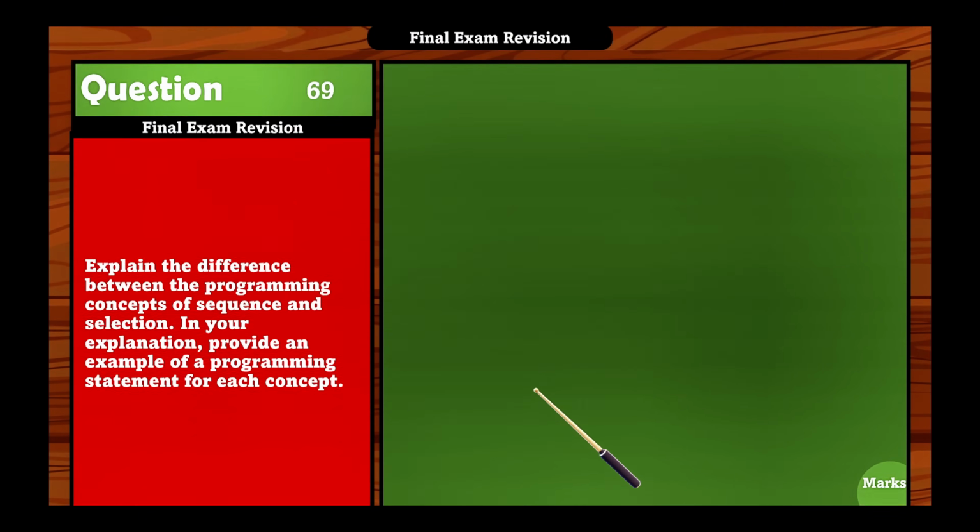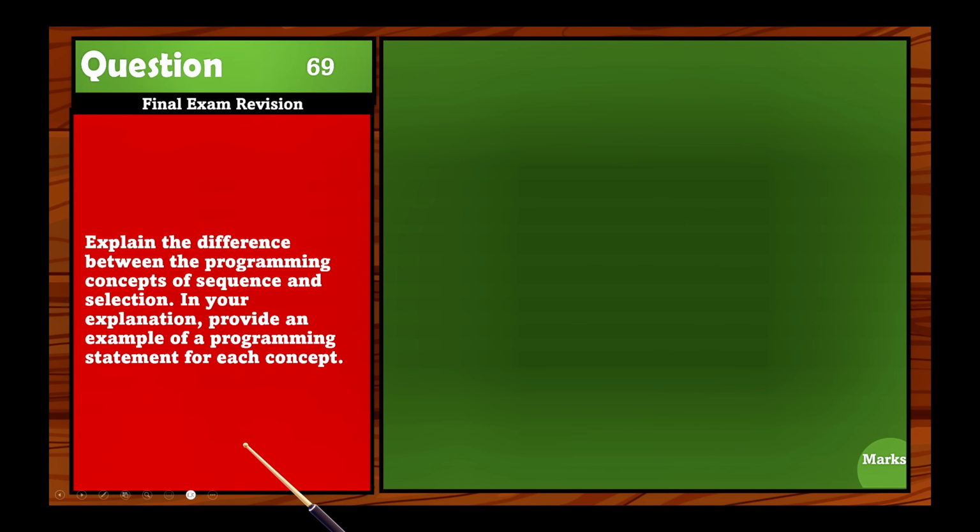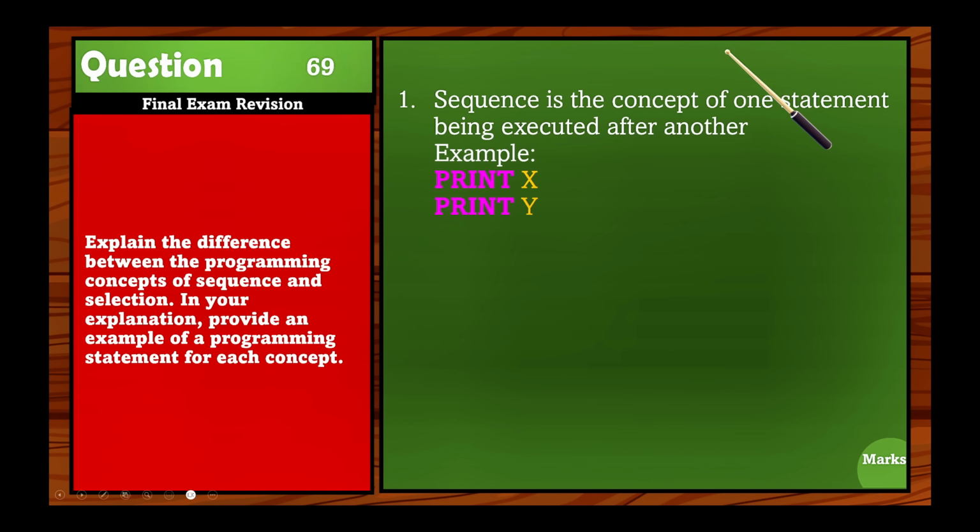Okay. Question number 69, explain the difference between the program concept of sequence and selection. In your explanation, provide an example of a programming statement for each concept. So what is the sequence? Sequence is the concept of one statement being executed after another. For example, it will execute the first statement, then it will execute the next one. So in other words, a sequence means running the code line by line, in the sequence that we use to write the code.